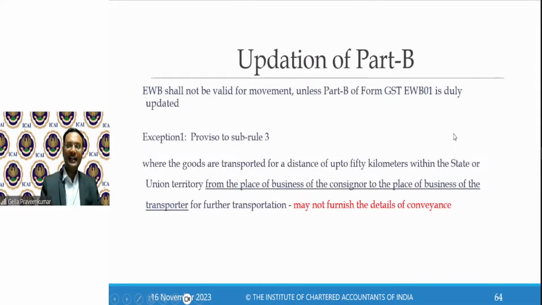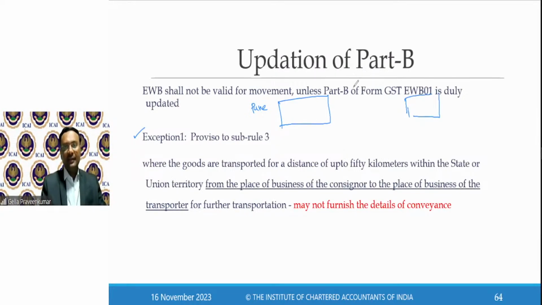Now, I say that unless you prepare the e-way bill, that is part B, it is not valid for movement of goods. Now, there is an exception to this particular rule. Assuming I give a scenario like this. Say there is an industrial hub in Pune. Let's take the example of Pune. In Pune, there is an industrial hub called Chinchwad.